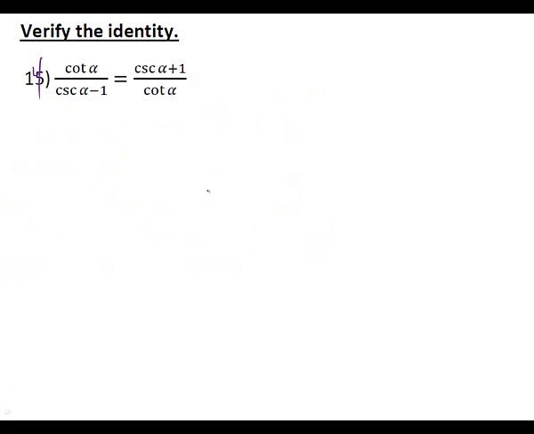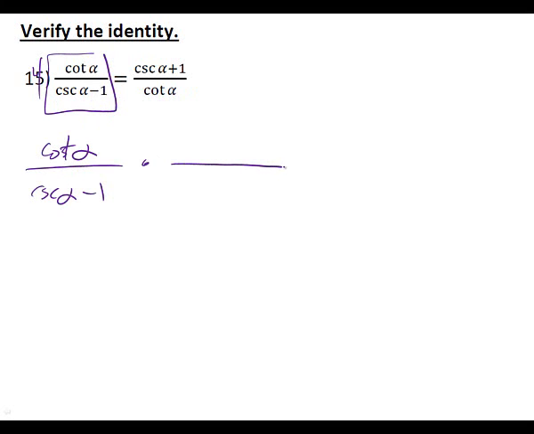Okay. So I am going to choose to work with the left side. I know what I can do with the denominator. I'm allowed to do conjugates of denominators, whereas on the right side there isn't much I can do with that denominator. So I'm going to go for the conjugate of that denominator. So cotangent of alpha over cosecant of alpha minus 1. What is the conjugate of cosecant alpha minus 1? Yep, cosecant alpha plus 1.